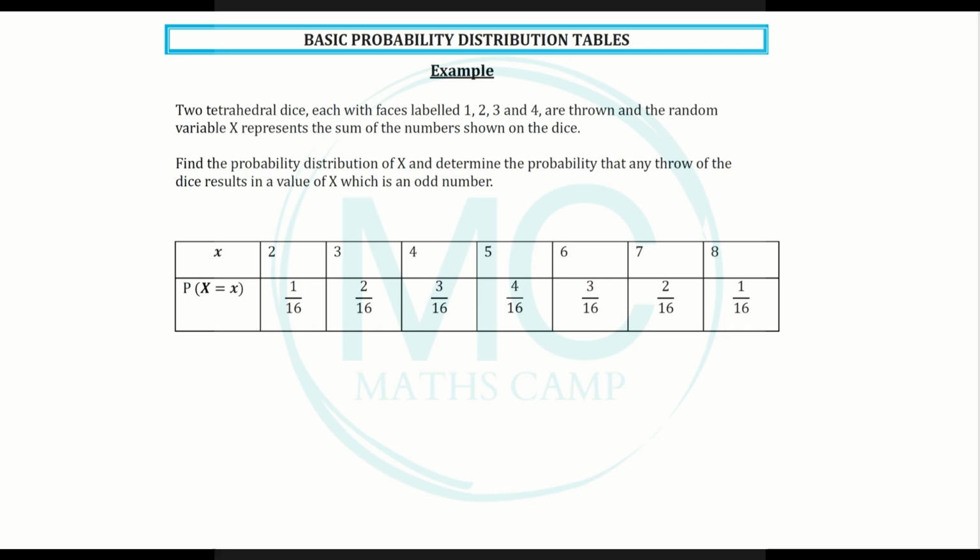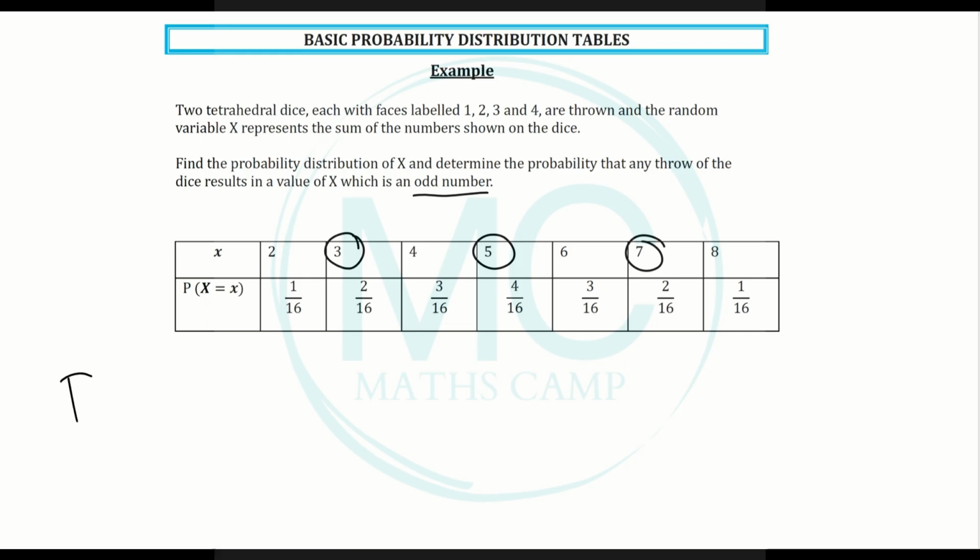The question says, find the probability distribution of x and determine the probability that any throw of the dice results in a value of x which is an odd number. In our table, our odd numbers are 3, 5, and 7. If x is an odd number, it could be 3, or 5, or 7. When we have one event or another, we need to add the respective probabilities together.